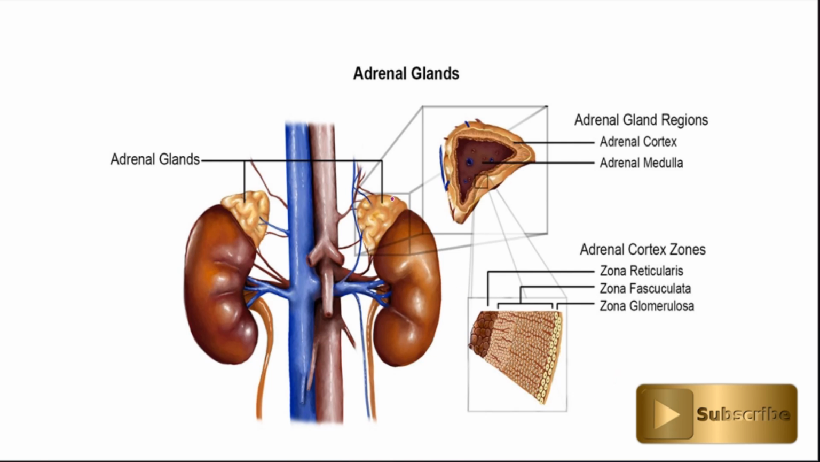You can see this very clearly. The outer layer is called zona glomerulosa, the inner middle layer is zona fasciculata, and the inner layer is zona reticularis. This is the cortex region and this is the medulla.